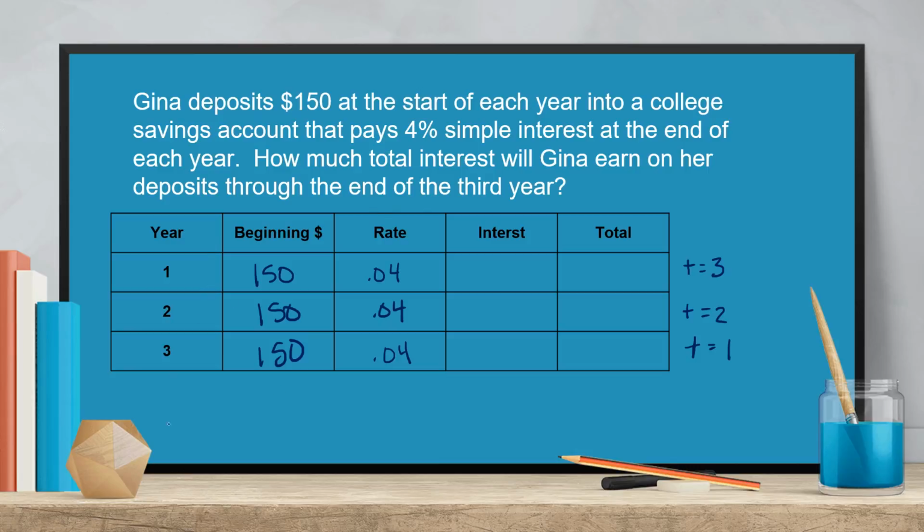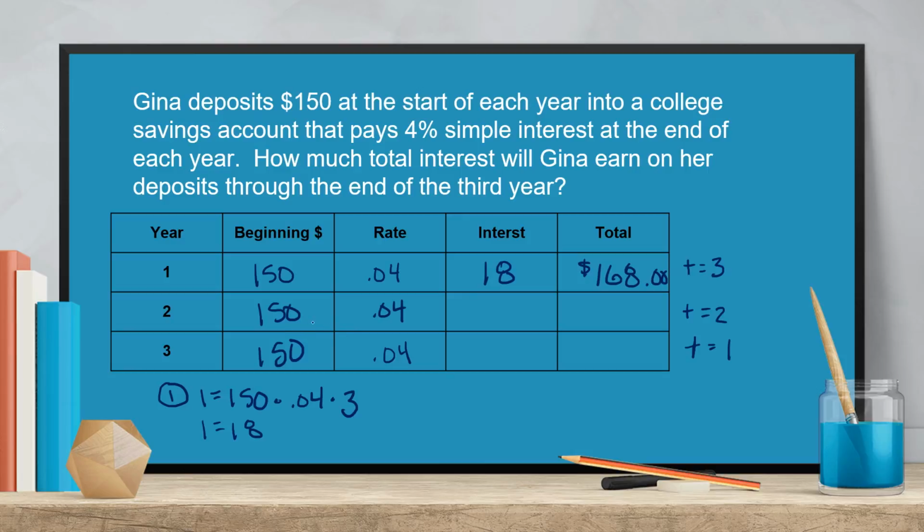So this table will get a little weird, but let's do year one. So year one, I'm going to do my first year. Interest equals principal, which is $150, times rate, which is 0.04, times time, which will be 3 years. Do the math. So interest on that first one is $18. So the total would be $150 plus 18, or $168 and no cents.